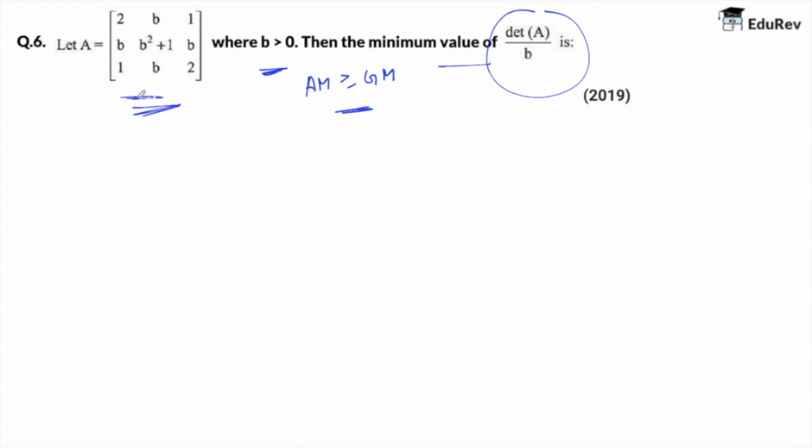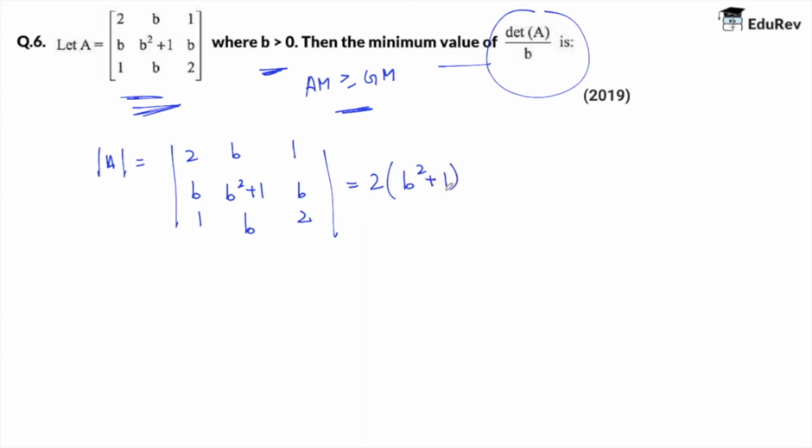So we know that what the matrix is, right? So let's find out the determinant of this matrix. So the determinant of this matrix will be 2b1, b, b square plus 1, b, then 1, b, 2. So it will be 2 into b square plus 1 minus b square whole 2. And then it will be minus b times 2b minus b plus 1 times b square minus b square minus 1. Now how did we find this?